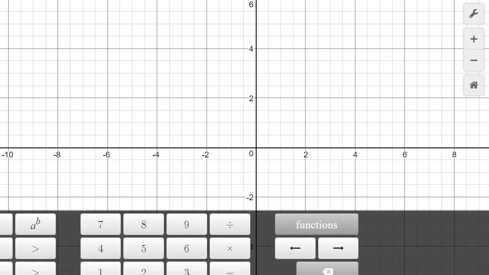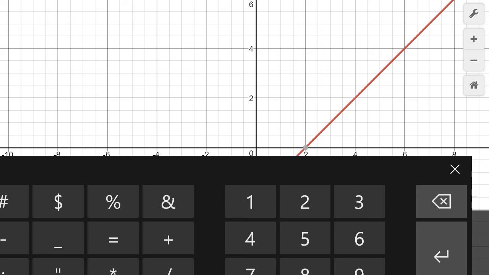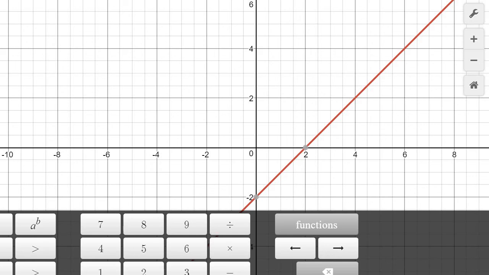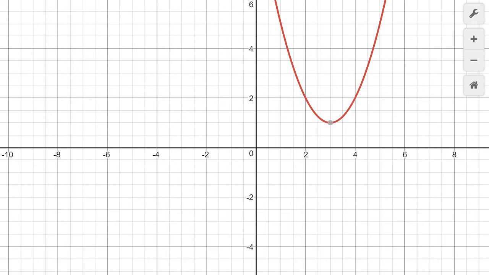Y equals parenthesis x minus 3, and then plus 1. Okay, we need to put a square there, to the power of 2. So you cannot see the equation I typed on the left, but actually it's this. I tried to make the screen move, it couldn't move.